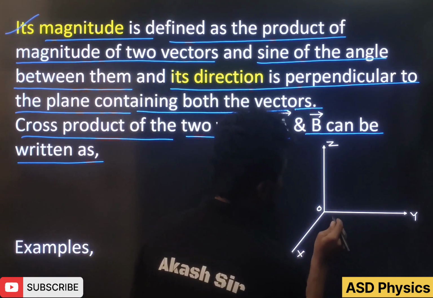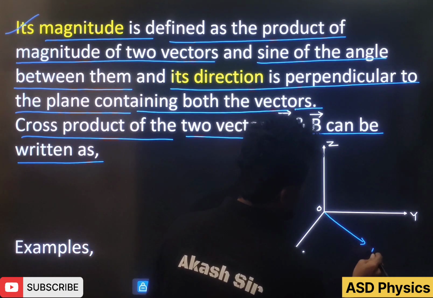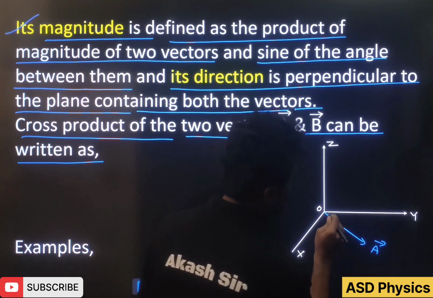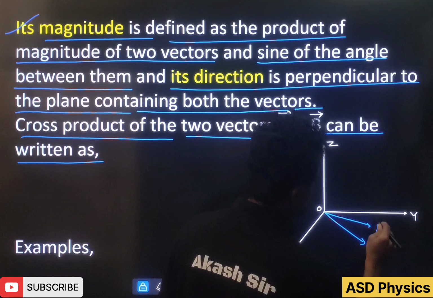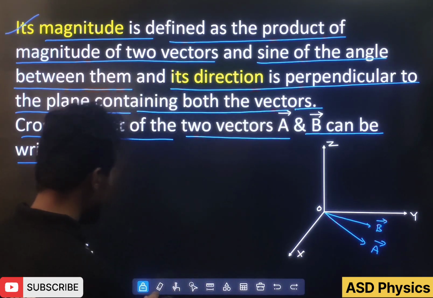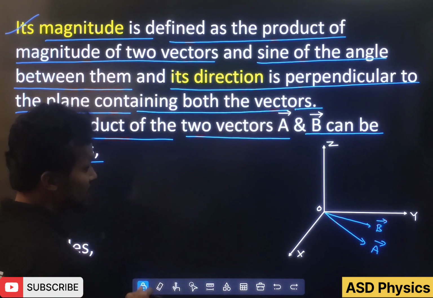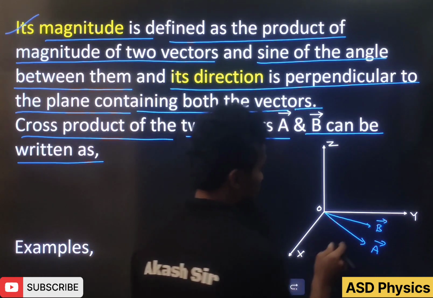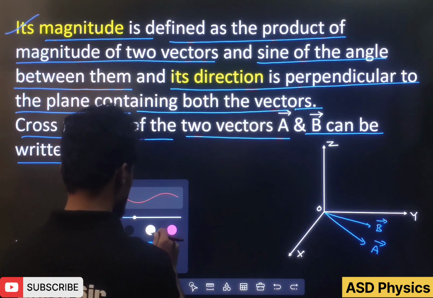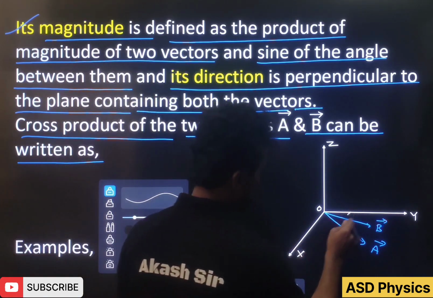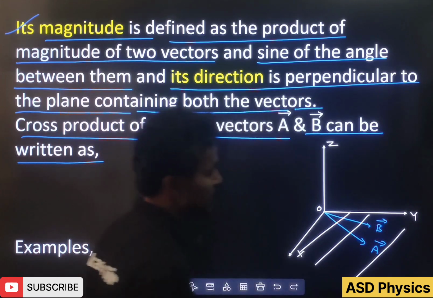Here I have taken two vectors. Let's take this as my vector A and this as vector B. These vectors A and B are in the xy plane. This is the xy plane. Let me just draw it here. And let's take the angle between vector A and vector B as theta.